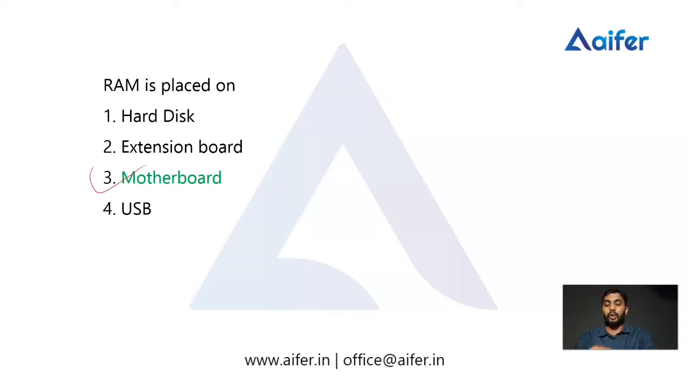So don't forget, RAM, random access memory, is placed on the motherboard. USB means it is a removable storage where the RAM is not placed, and RAM is not placed in hard disk and extension board. So the answer is motherboard. In the motherboard we can see the RAM, random access memory. So the answer is motherboard.